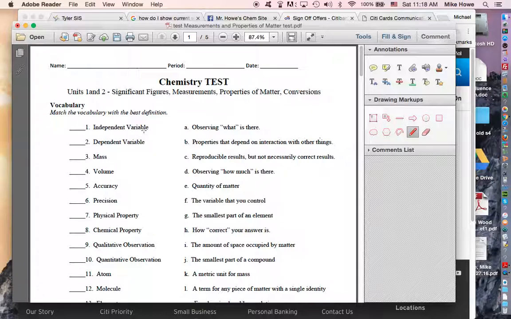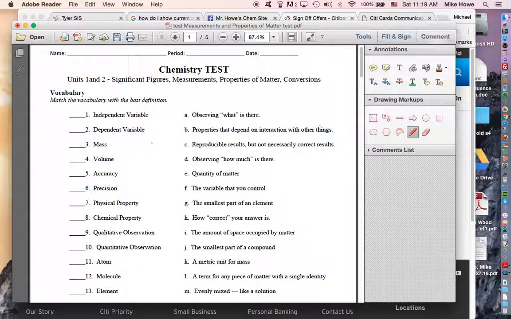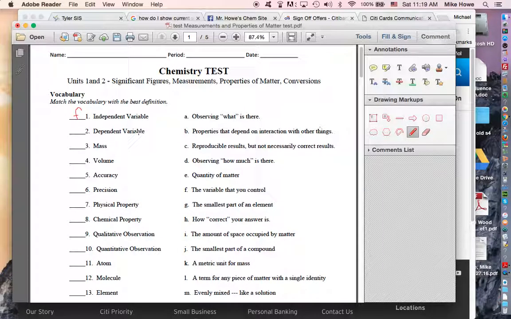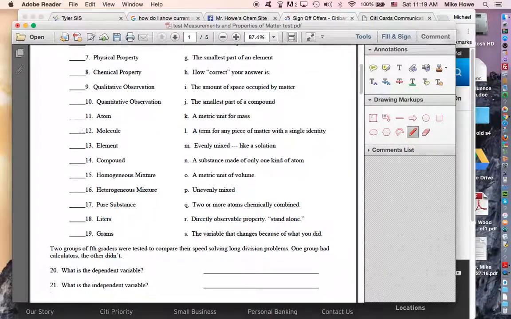Alright, so independent variables are variables that you control. So if you're looking at the choices here, that'd be F. And dependent variables, they change because of what you did. So when you do an experiment, you change something, like raising your dosage of Lipitor to lower your cholesterol. The dependent variable is your cholesterol level. That's what happened because of what you did. So that would be letter S.